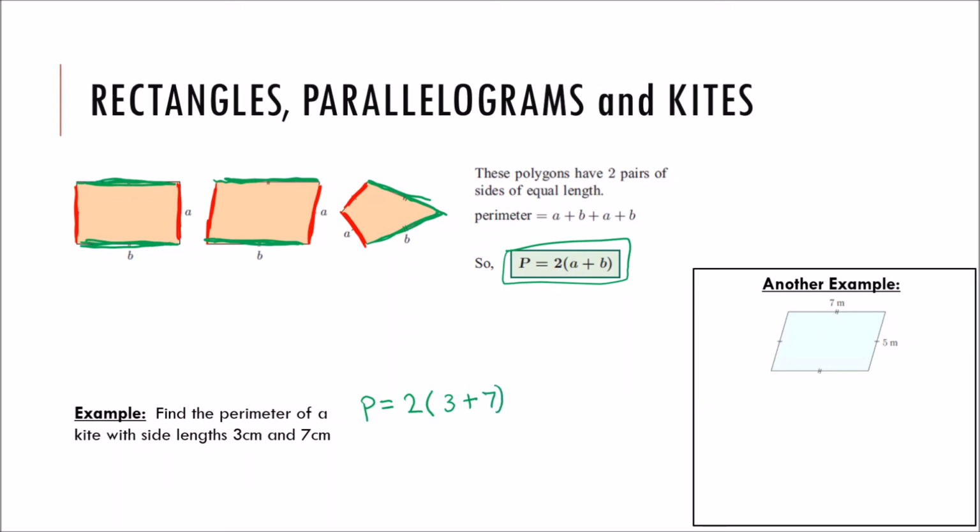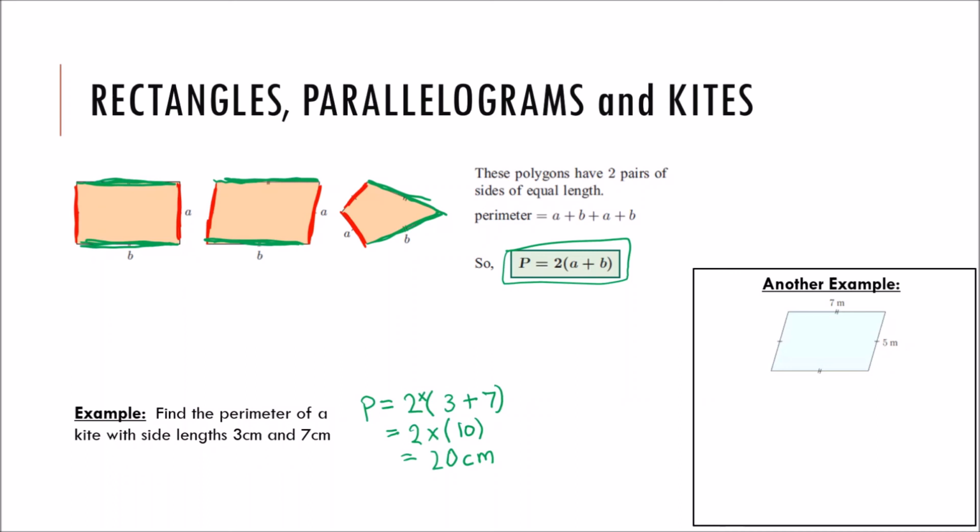And remember that the way we've written this technically has a times sign in between. So if I have 2 times 3 plus 7, we have to do our brackets first because of BEDMAS. So I have 2 times 3 plus 7, which is 10, and then 2 times 10 is 20 centimeters. So that's how you could find the perimeter of a kite, or you could do the same type of thing with a parallelogram or a rectangle.